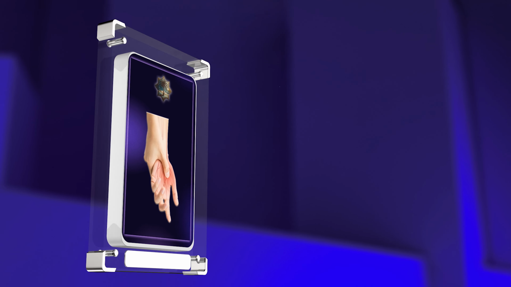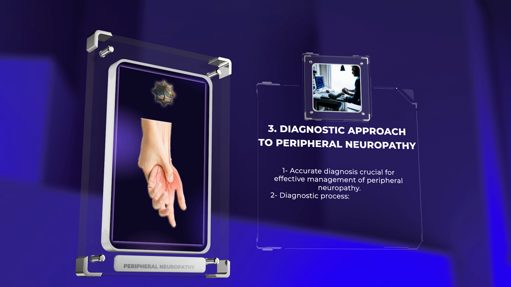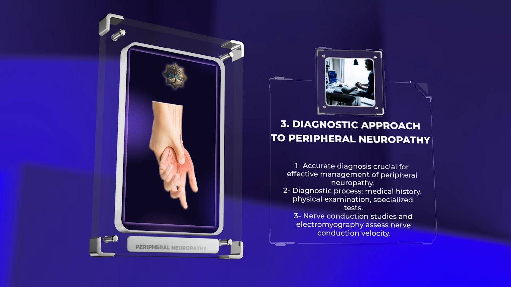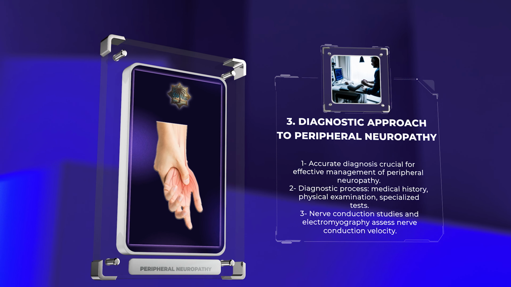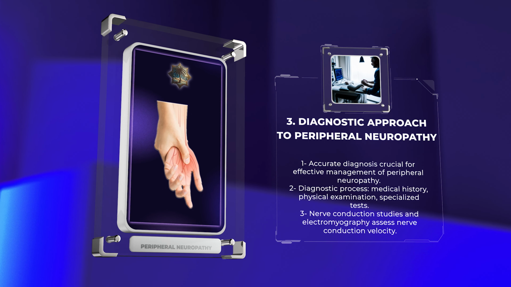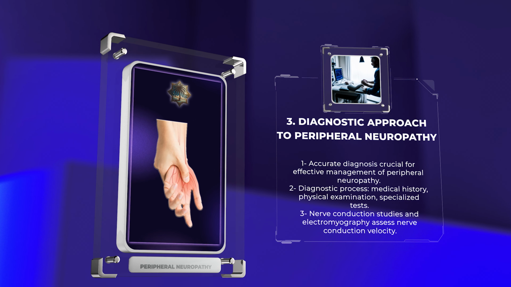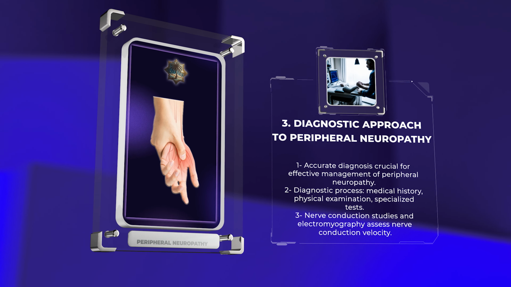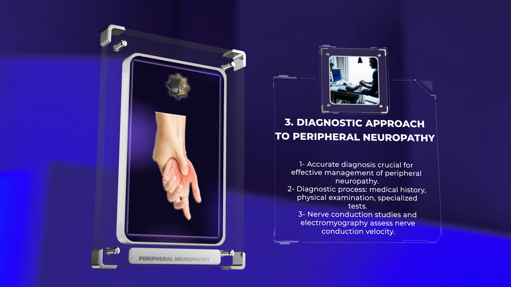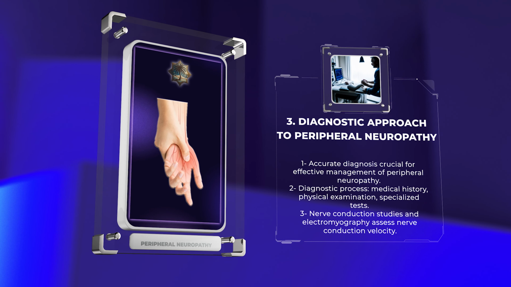Accurate diagnosis of peripheral neuropathy is crucial for effective management. The diagnostic process typically involves a thorough medical history, physical examination, and various specialized tests. Nerve conduction studies and electromyography can assess nerve conduction velocity and detect any abnormalities. Additionally, imaging techniques like magnetic resonance imaging, MRI, may be employed to identify potential compressions or structural abnormalities.